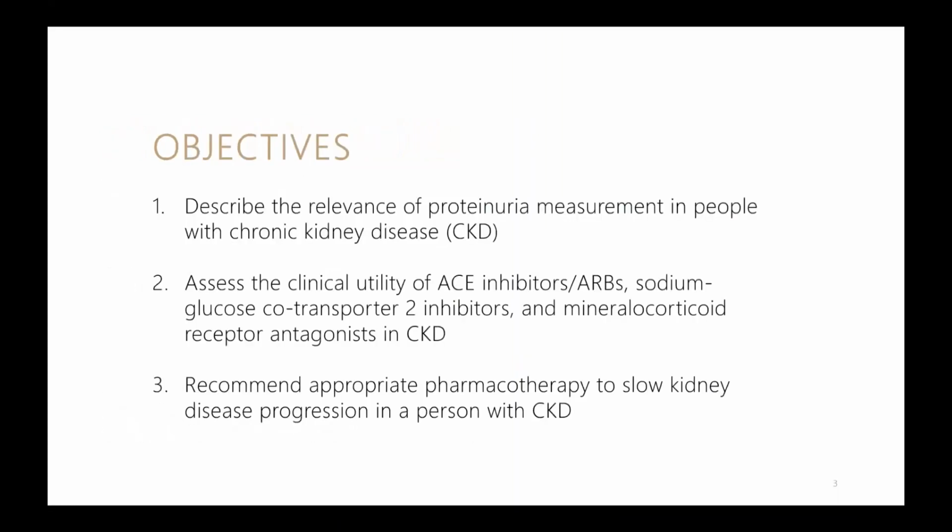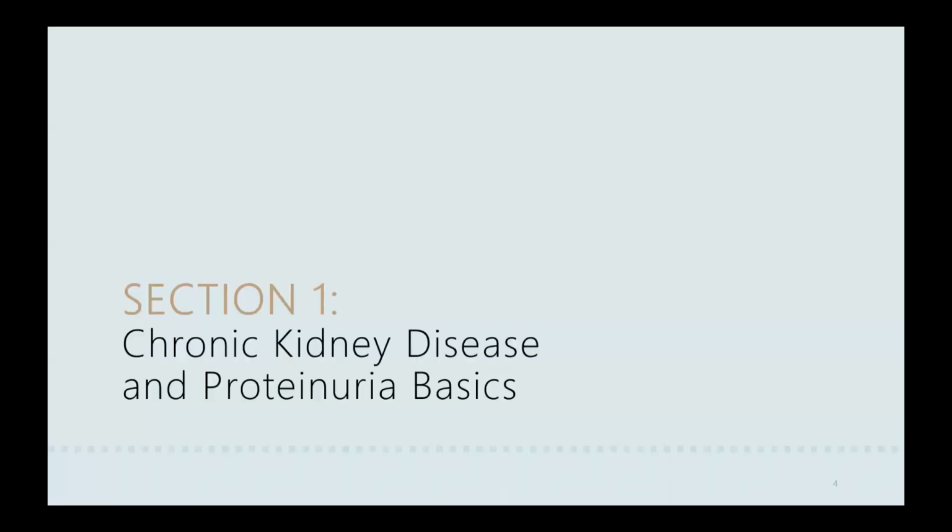So my main objective: I hope by the end of my presentation that you'll be able to describe the relevance of proteinuria measurement in CKD, assess the clinical utility of three classes of medication: ACE inhibitors and ARBs, SGLT2 inhibitors, and mineralocorticoid receptor antagonists in CKD, and then recommend appropriate medications to slow kidney disease progression in a CKD patient. So we'll start out with a broad overview of CKD and proteinuria.